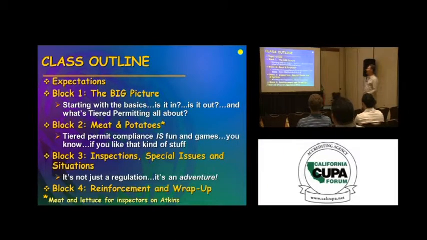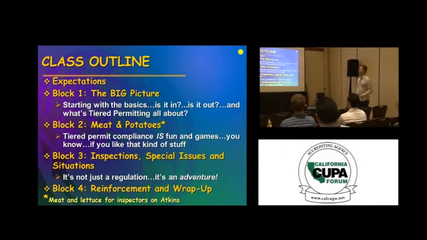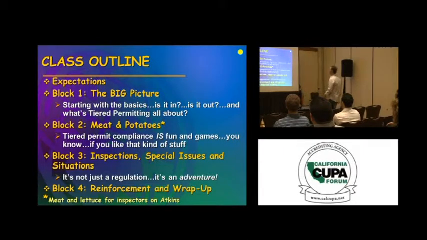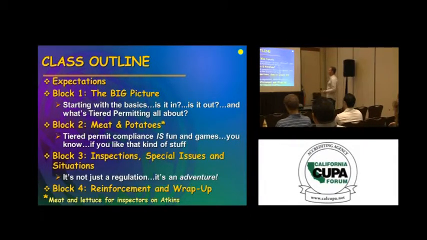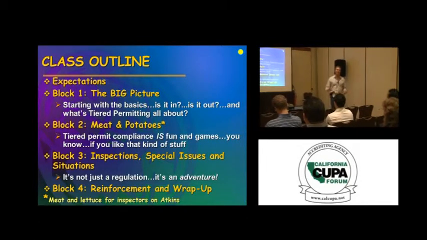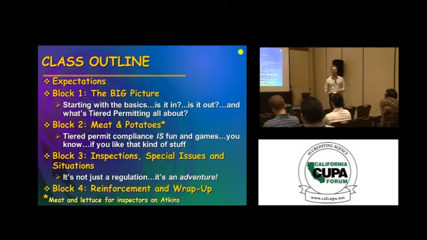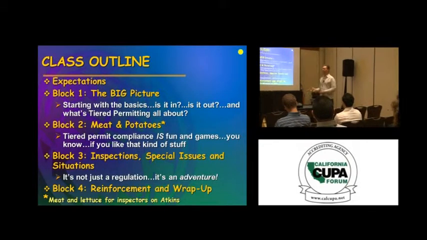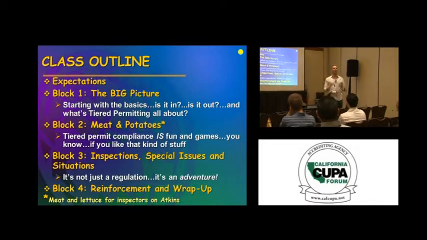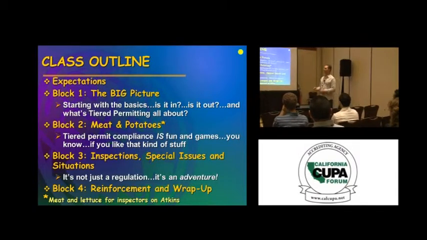Okay. So our outline, we've got block 1, the big picture. So what are we looking for? Basics: what is it? Is it in, is it out? What's tiered permitting all about? So we're just giving you guys a step back to think about what treatment is so you recognize it. I've had a couple different people call me from the state saying, I was out inspecting this business and I saw this. Is that treatment? Are they treating it?